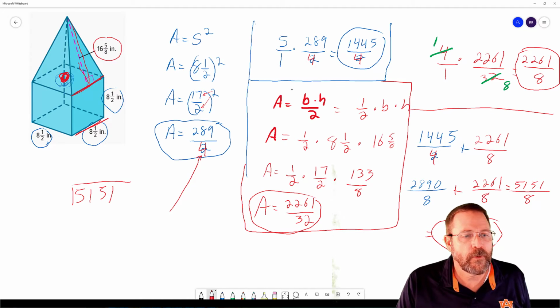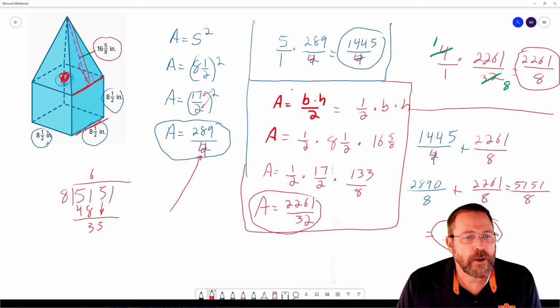5,151 divided by 8. 8 goes into 51 6 times, which is 48 with 3 left over. Bring down the 5. 8 goes into 35 4 times, which is 4 times 8 is 32, 3 left over. Bring down the 1, and 8 goes into 31 3 times, which is going to be 24 with 7 left over. So it should be 643 7/8.